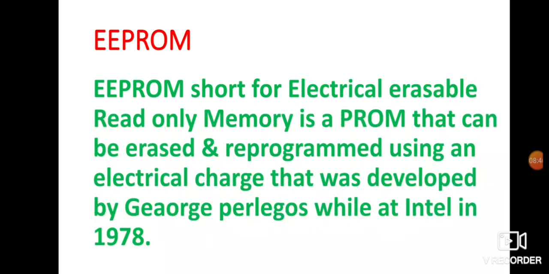And third is EEPROM. Second is EPROM and third is EEPROM. EEPROM, short for electrically erasable programmable read-only memory, is a PROM that can be erased and reprogrammed using an electric charge. That means EEPROM is that type of programmable read-only memory which can be reprogrammed using an electric charge. It was developed by George Perlegos while working at Intel in 1978.